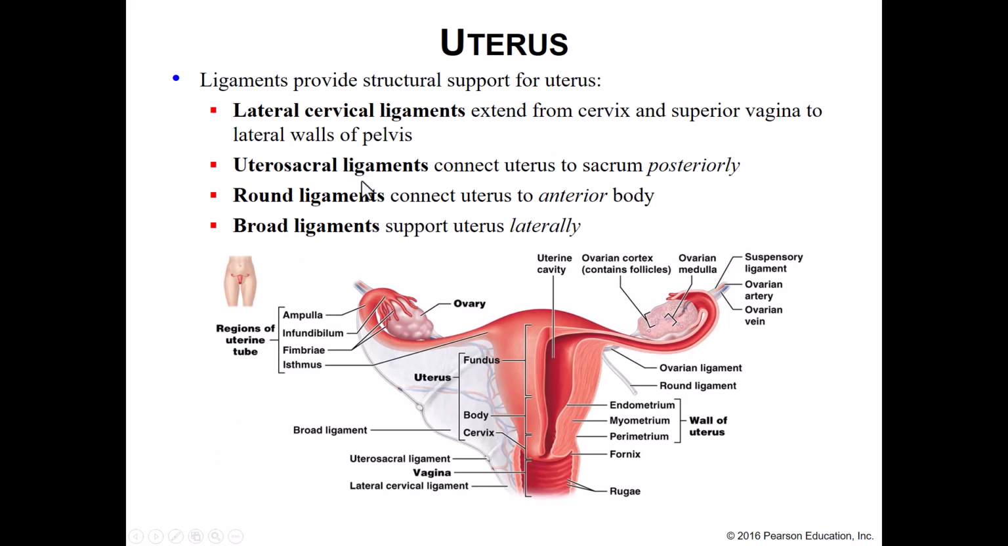Other ligaments that we mentioned previously that are responsible for supporting the uterus: the lateral cervical ligaments down here, and the uterosacral ligaments. The round ligament, which connects the uterine body to the pelvis. And then broad ligaments, they help support the uterus laterally. So the broad ligament plays a lot of roles in supporting the entire female reproductive tract.